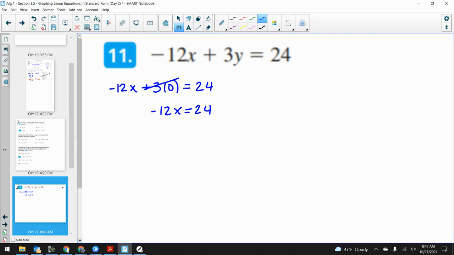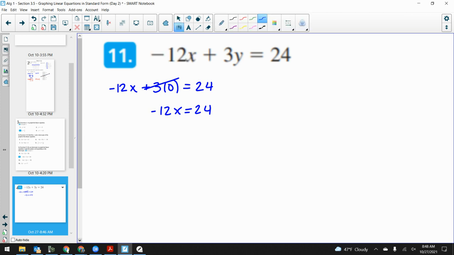Of course. That's the beauty of standard form. That's why standard form is so useful when solving for intercepts. You could just cross out 3y and just solve that equation. Yeah, totally fine. And then next time you just ignore the other piece and solve that equation. Yes, that's why standard form is nice.